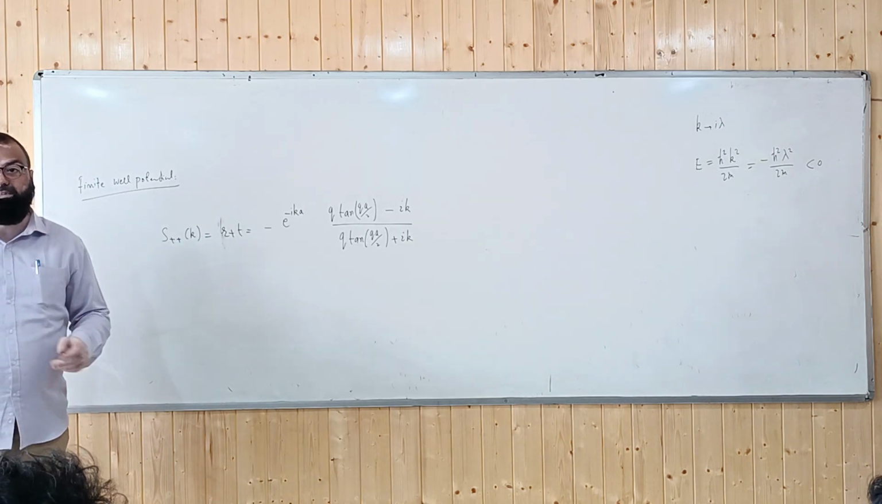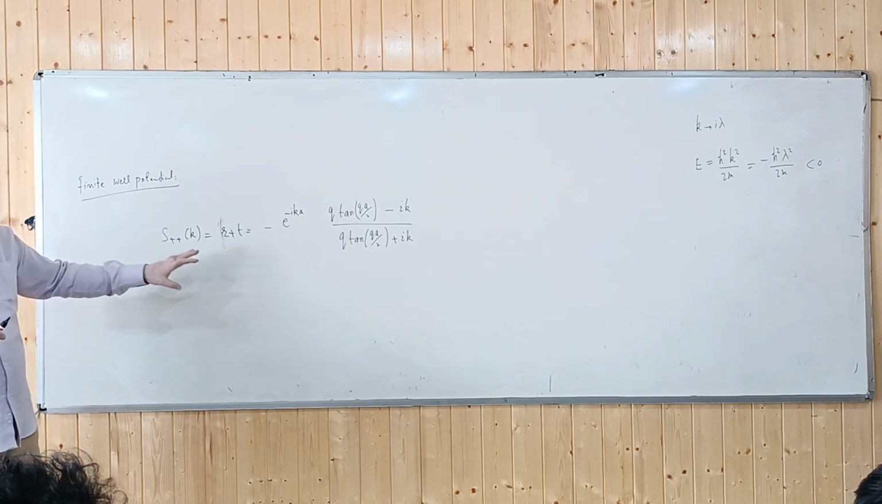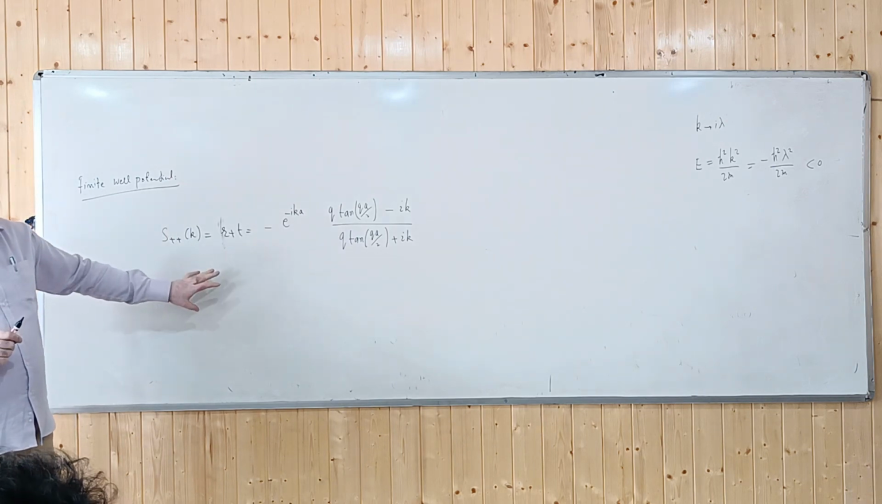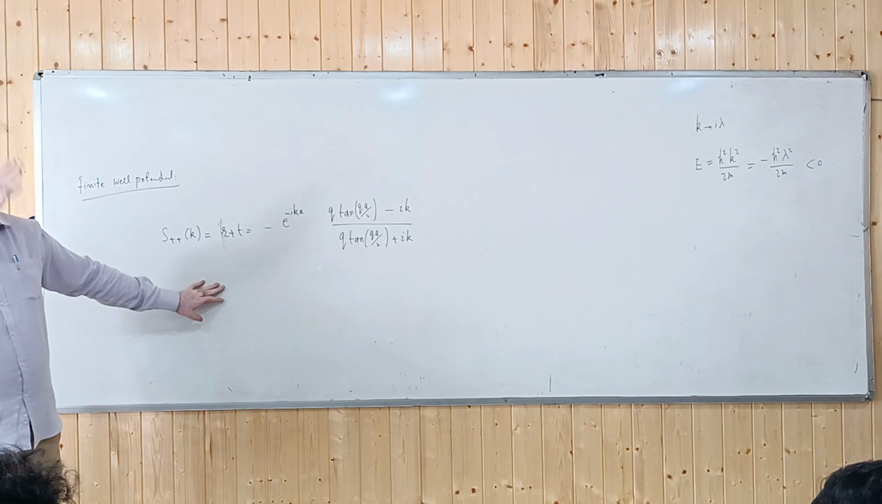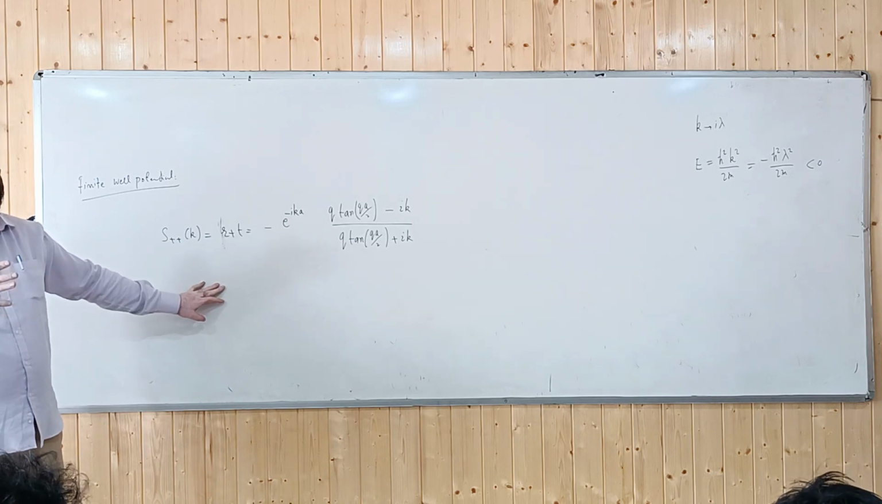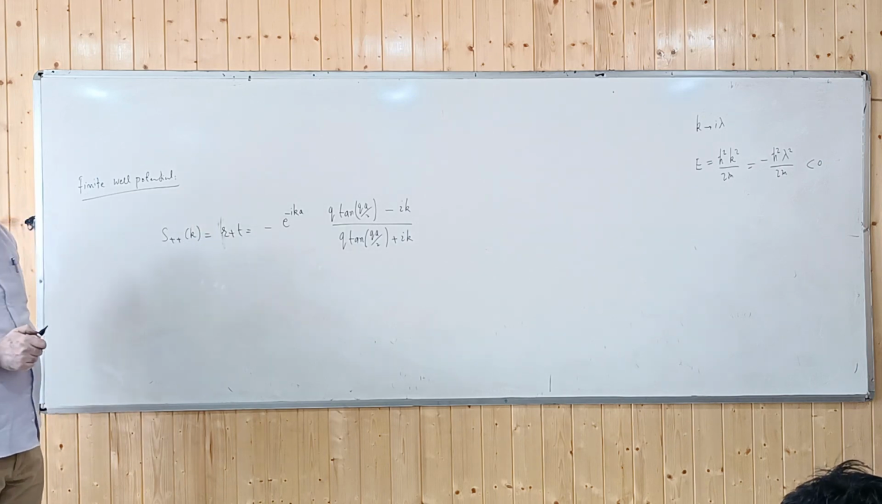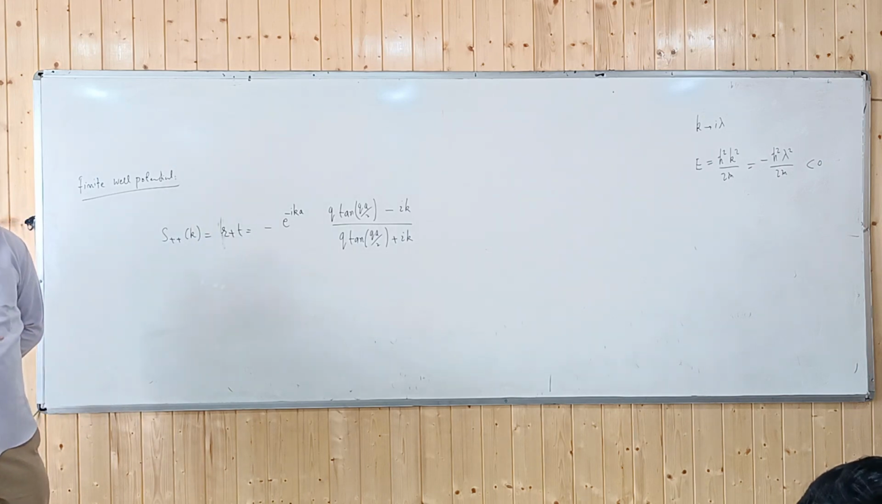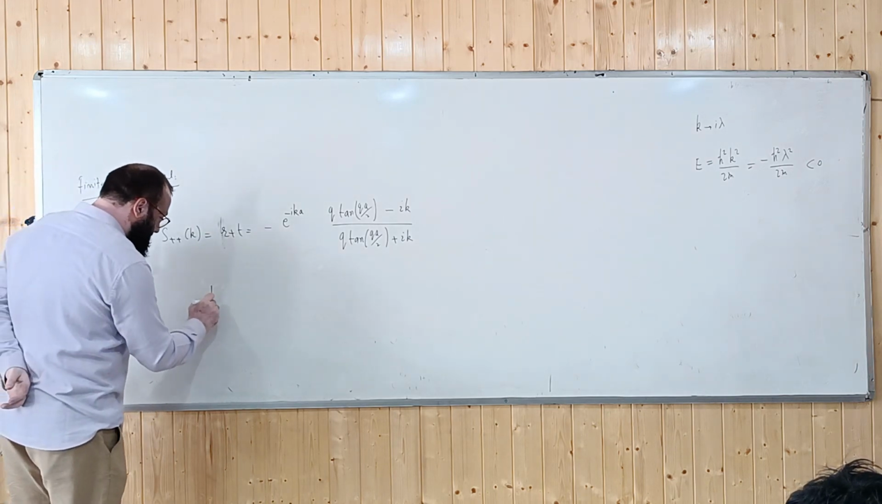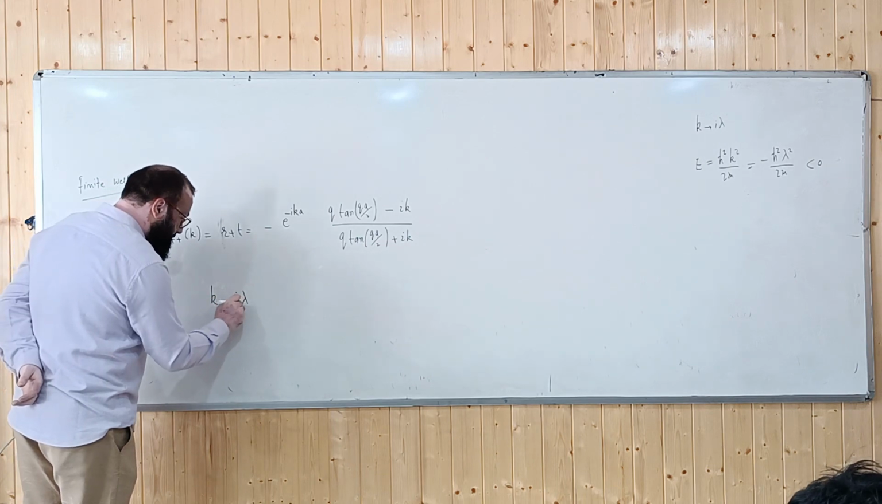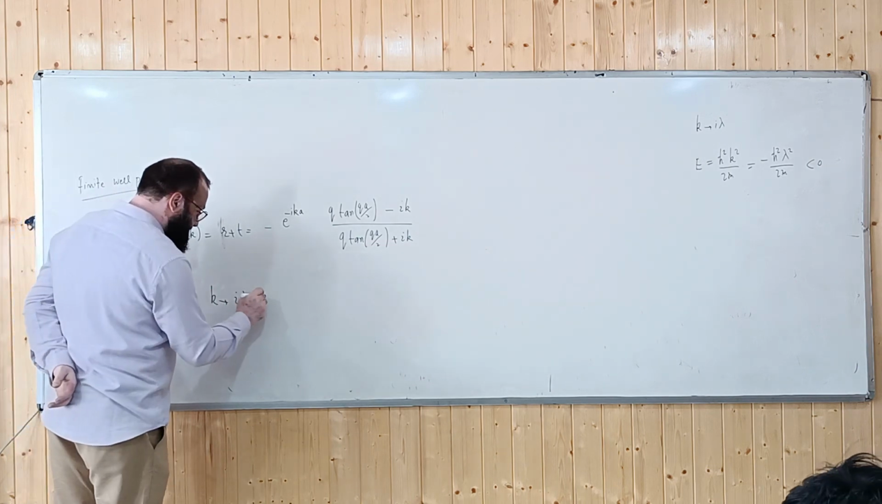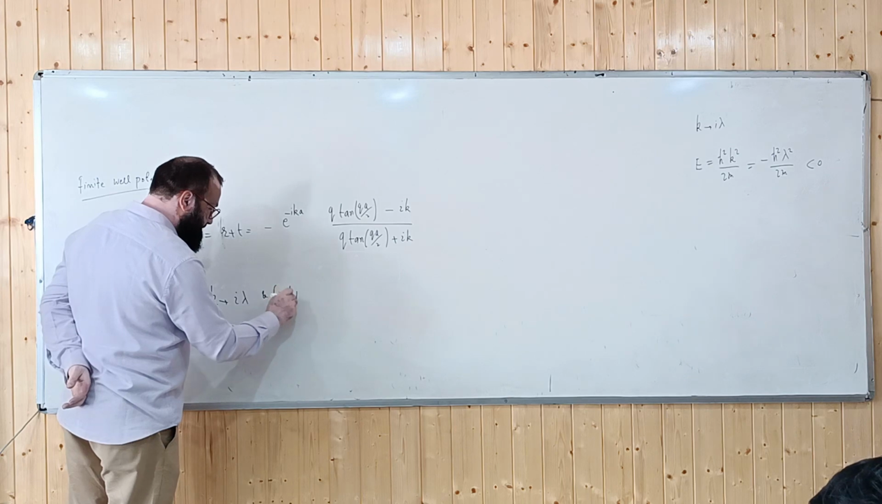So now what do I need to do? Just give me the prescription. First I have to figure out the poles. Where? In the complex plane. How do I do that? I have to take k tends to i lambda. That means k tends to i times lambda. So let's take k goes to i lambda and find the poles.